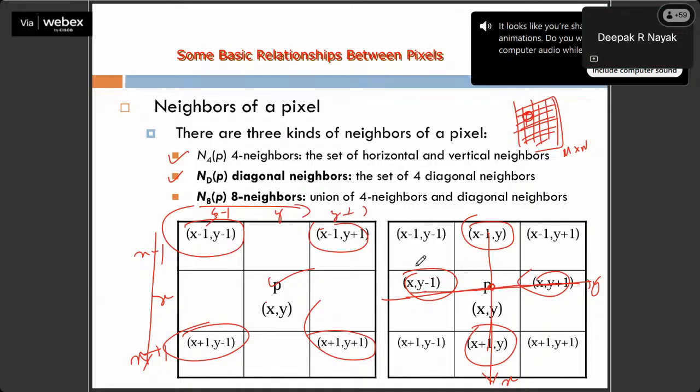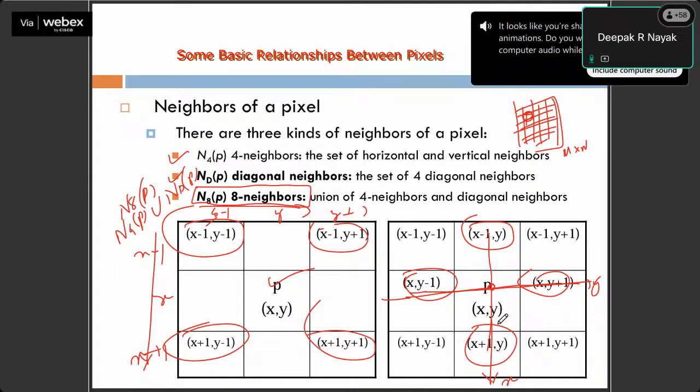What is important for us is this one. Mostly the 8 neighbors are going to be useful. When we say the 8 neighbors, it is nothing but the union of the 4 neighbors and the diagonal neighbors. I can write N8 of p, the 8 neighbors of a pixel p, is nothing but N4 of p union ND of p. So if you are considering all the horizontal neighbors, vertical neighbors, and diagonal neighbors, that becomes N8 of p.